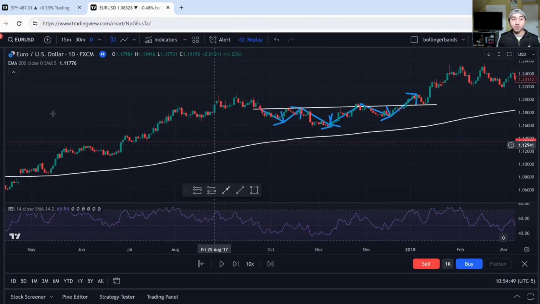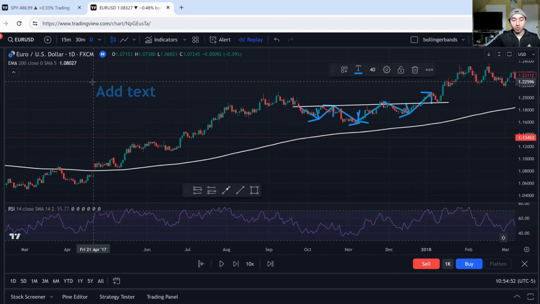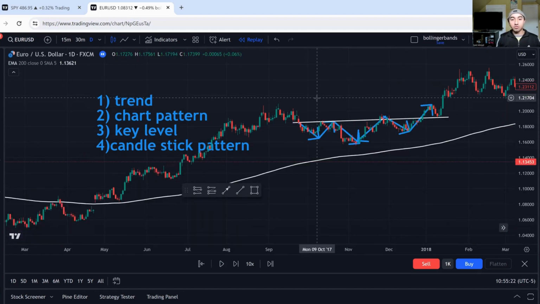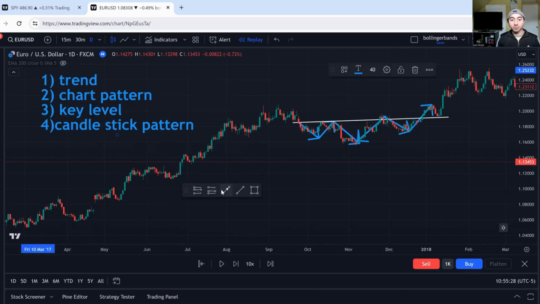Okay, so let's write down our confluences. You have one, trend, two, chart pattern, three, you could say key level as well, right? For this specific scenario, key level. What would be our fourth confluence? I guess we can use the RSI. Oh, actually, forget it. We don't even have to use the RSI. We can just say candlestick pattern. Okay. So this is literally a trading setup you can take without the use of any indicators, right? So I can actually hide the 200 period exponential moving average right over here.